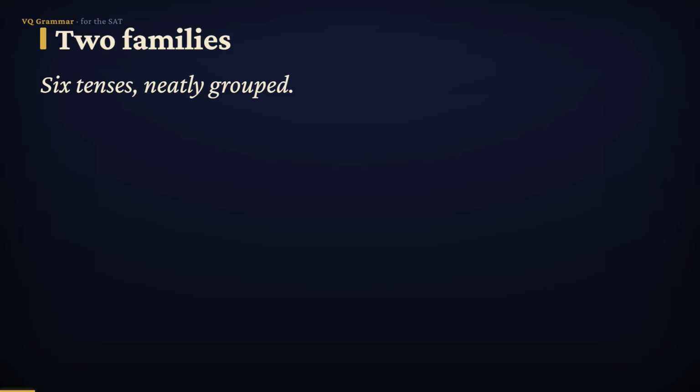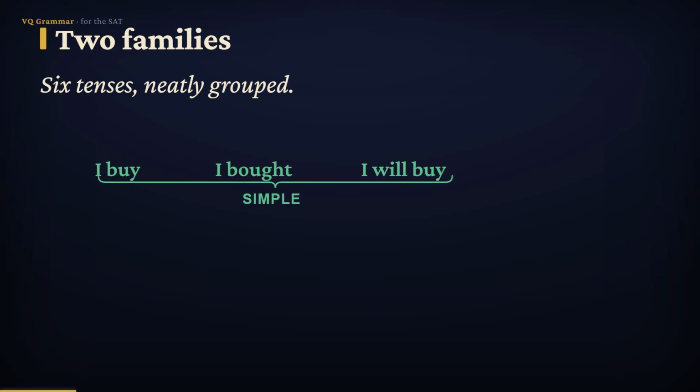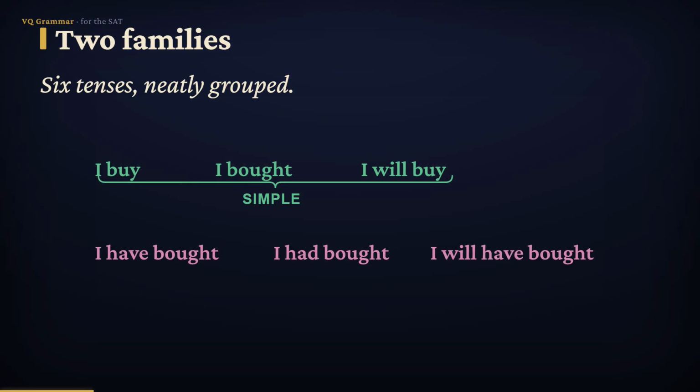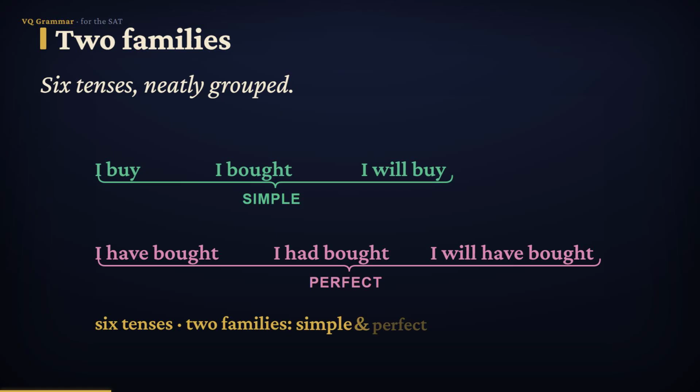Let's bring all 6 tenses together. They fall into 2 families. The first family is the 3 simple tenses, which place an action in plain time. I buy, that's present. I bought, past. I will buy, future. Those are the simple tenses. The second family is the 3 perfect tenses, which use a form of have plus a past participle. I have bought, I had bought, I will have bought. Those are the perfect tenses. 6 tenses in all in 2 neat families, simple and perfect.